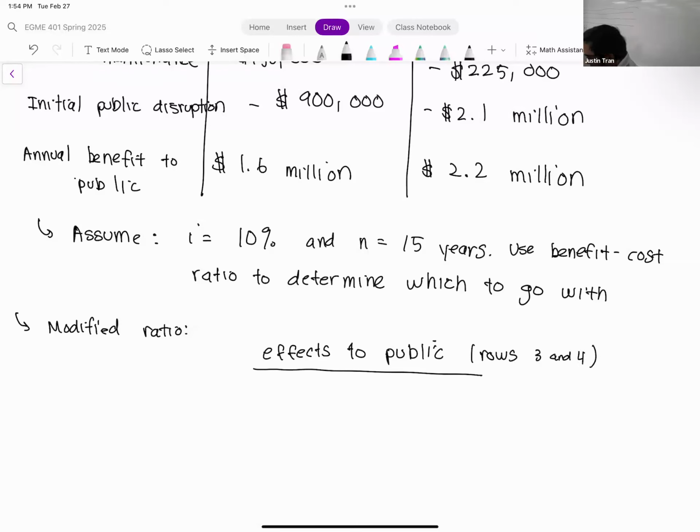And so if you look in the table, that's going to be rows 3 and 4. Notice that we have both costs and benefits associated with here, okay? Right, so we have our initial disruption, which is an effective cost, and then we have our annual public benefit, which is a benefit, okay?